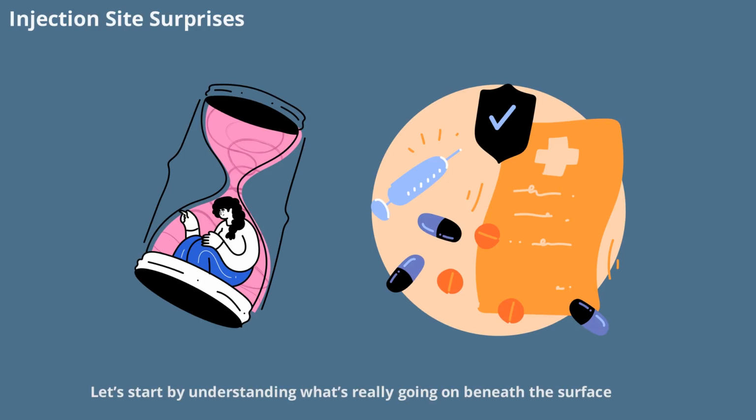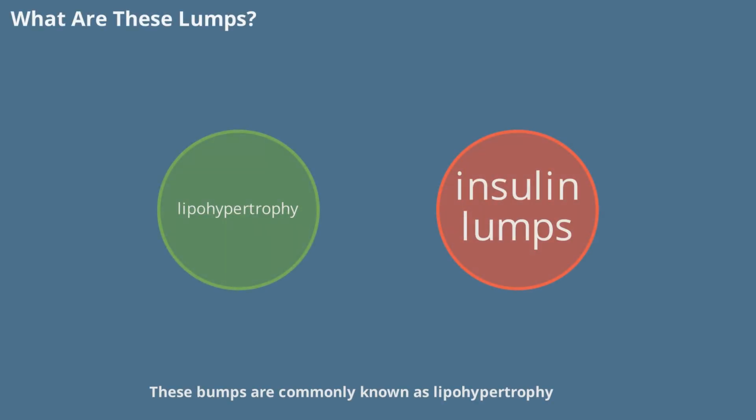Let's start by understanding what's really going on beneath the surface. These bumps are commonly known as lipohypertrophy. It's a medical term for the thickened or lumpy areas that can develop when insulin is injected into the same spot repeatedly. You might feel a patch of skin that's harder or different from the surrounding area. While it might seem like a minor issue, these lumps are more than just a cosmetic concern. They can actually affect how your body absorbs insulin, which can impact your blood glucose control.